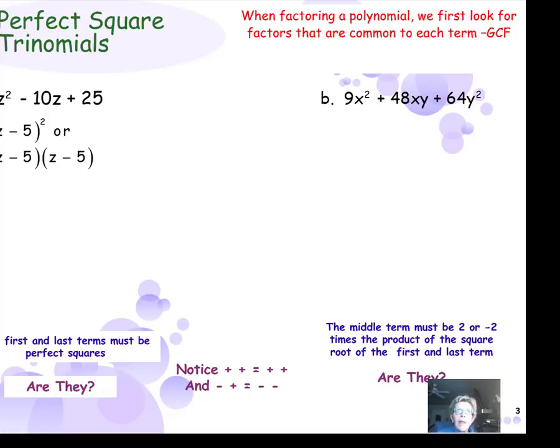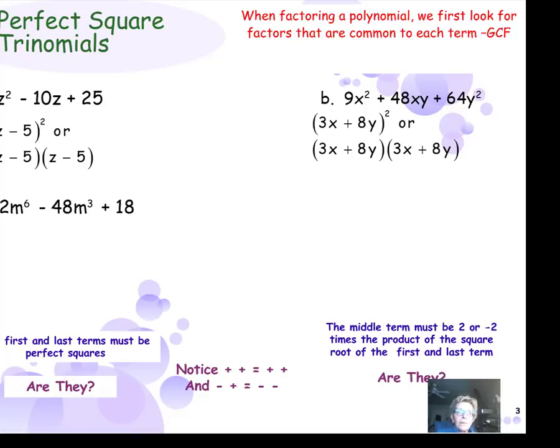Letter B: is the first term a perfect square? 9x squared, yes it is. 64y squared, a perfect square. And is 48xy 2 times, or negative 2 times, the square root of each end? It is. So that factors into the quantity of 3x plus 8y, that quantity squared.